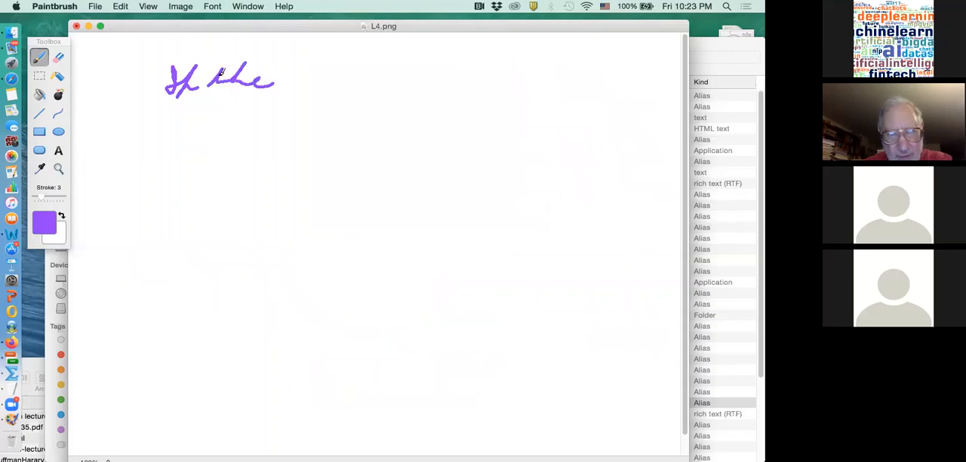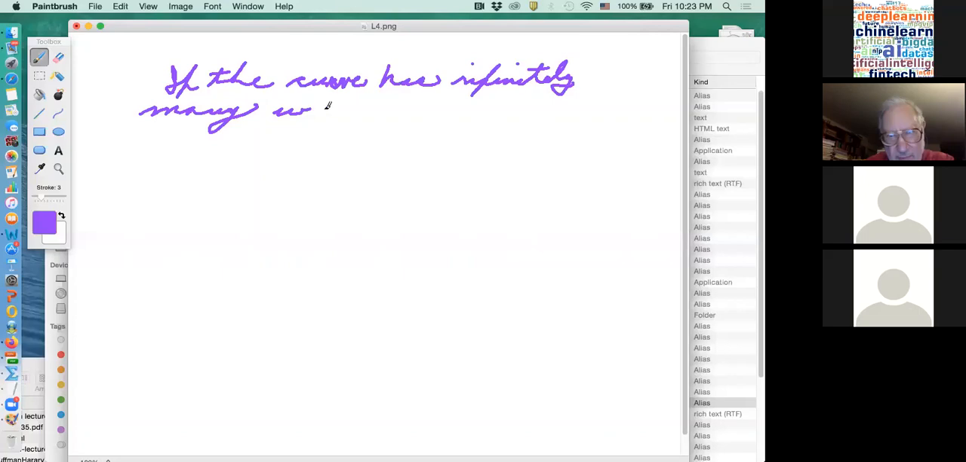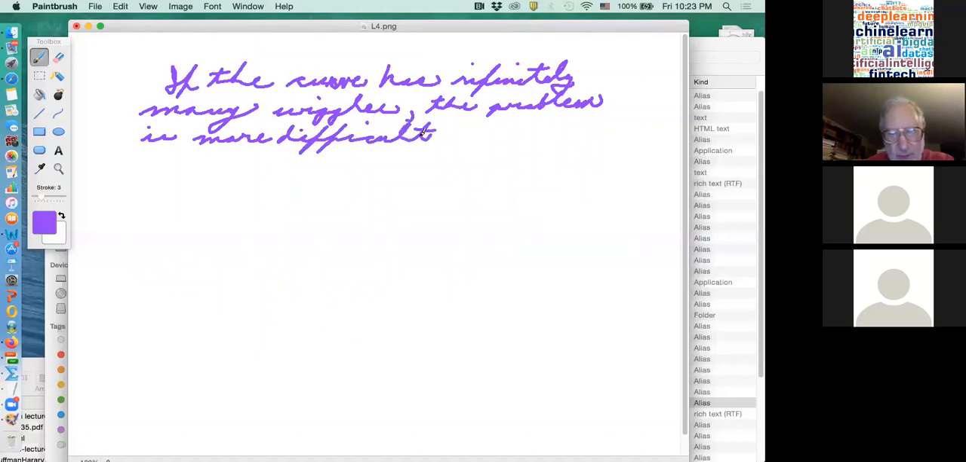If the curve has infinitely many wiggles, the problem is it's more difficult. And that's why you will see subtle proofs. You may wish to try some examples.